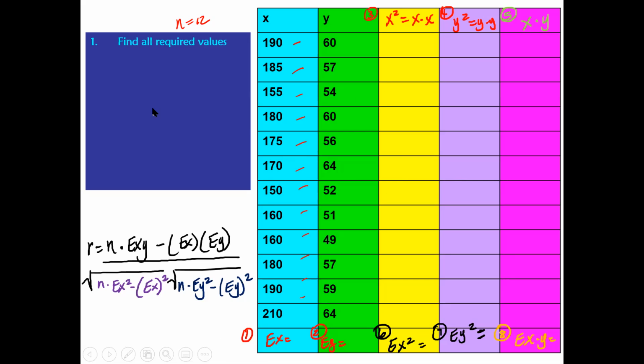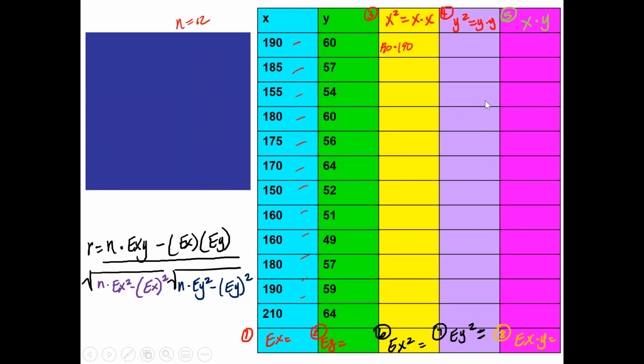Then your second thing is to find the third column, which is the x squared value. That's x times x. So what is 190 times 190? Make sure you fill that part out. Okay, so pause the video and do that.